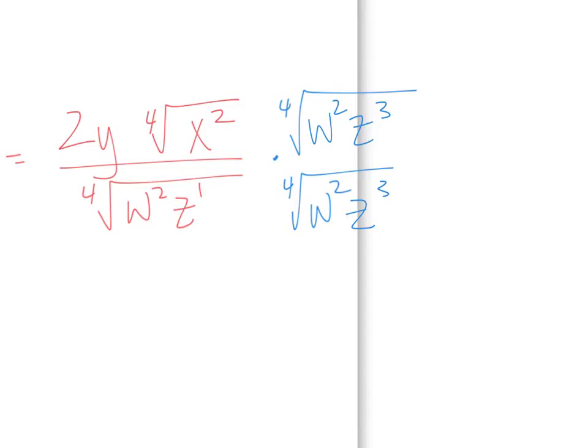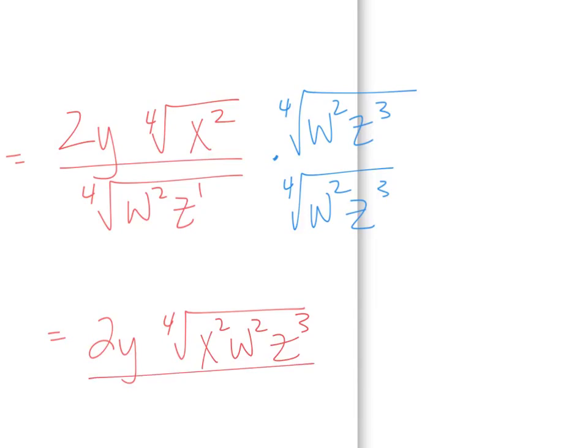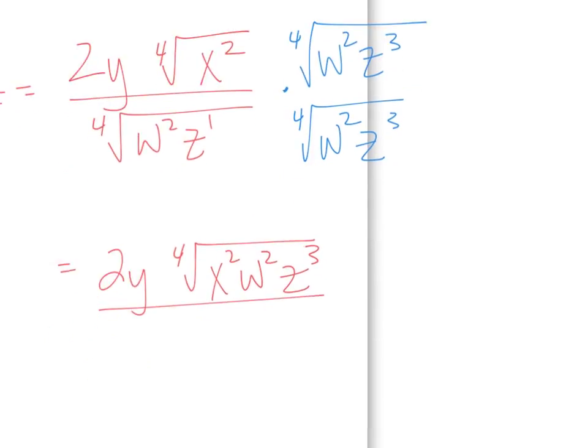So now let's multiply straight across. I have 2y on the outside. And on the inside of my radical, I have the x squared, a w squared, and a z to the 3rd. So I got to write all that: x squared, w squared, z to the 3rd, over. In the denominator, I'm going to have the 4th root of w squared and w squared, which makes w to the 4th. And I have z to the 1st and z to the 3rd, which means z to the 4th.